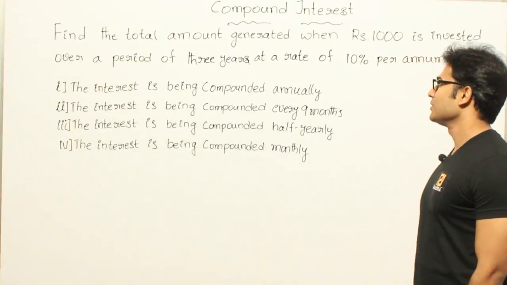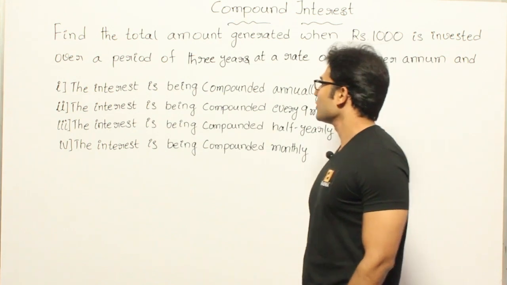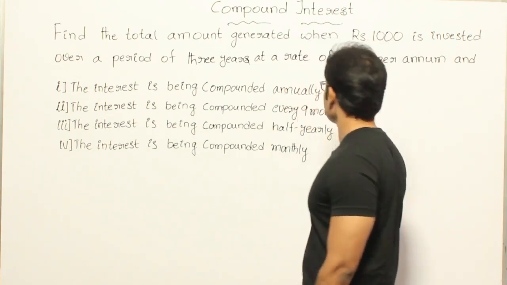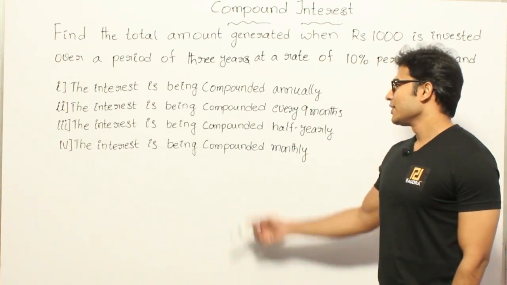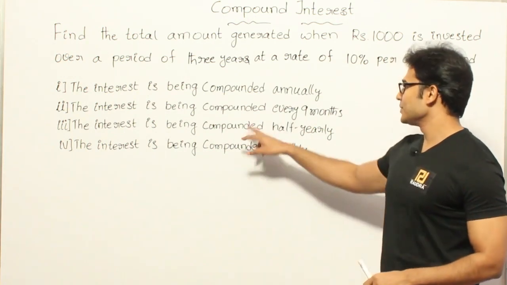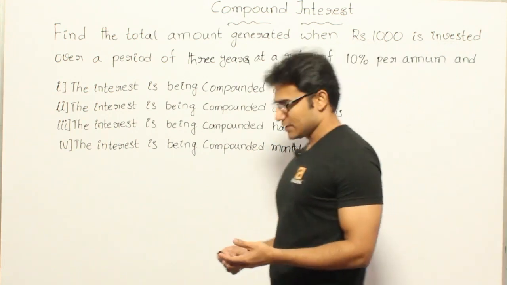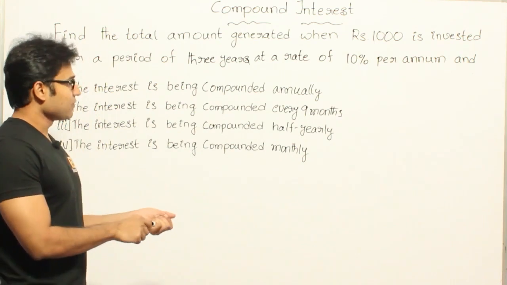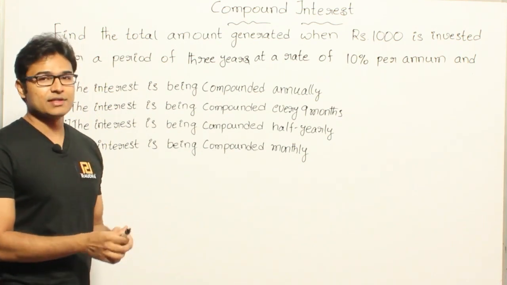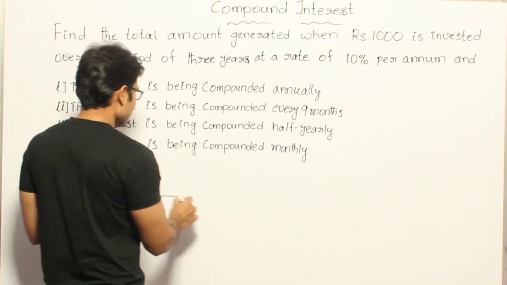Now let's see this example. Find the total amount generated when 1000 rupees is invested over a period of 3 years at a rate of 10% per annum and the interest is being computed annually. And same question, interest is being computed every 9 months, half yearly and monthly. Now in this case they are saying that the amount is invested for 3 years. In the earlier question they had said that it is invested for only 1 year. Therefore the total time period is 3 years here.